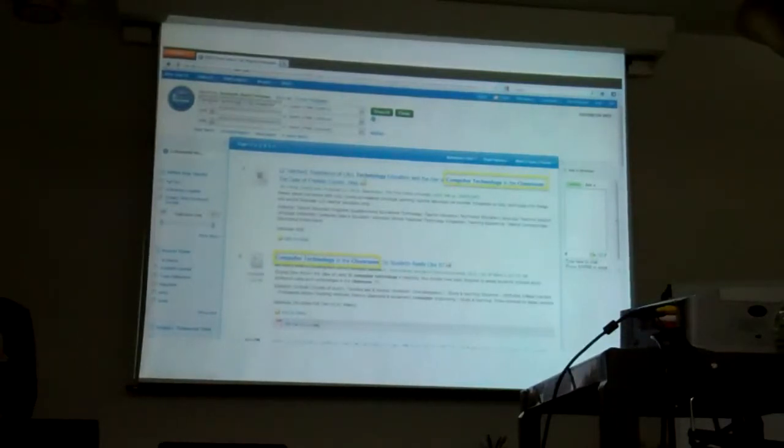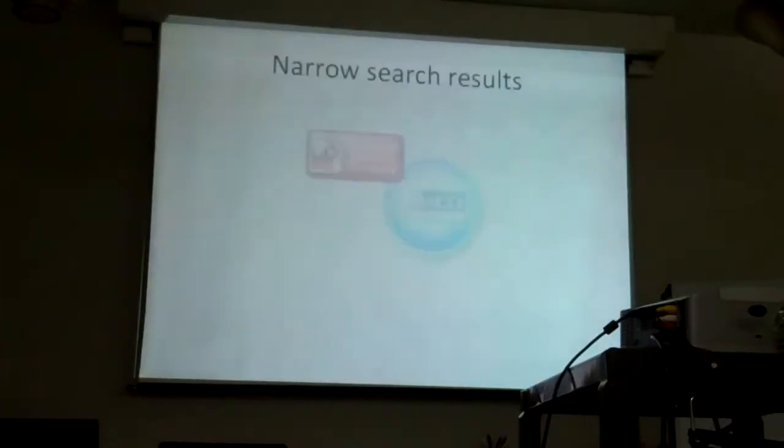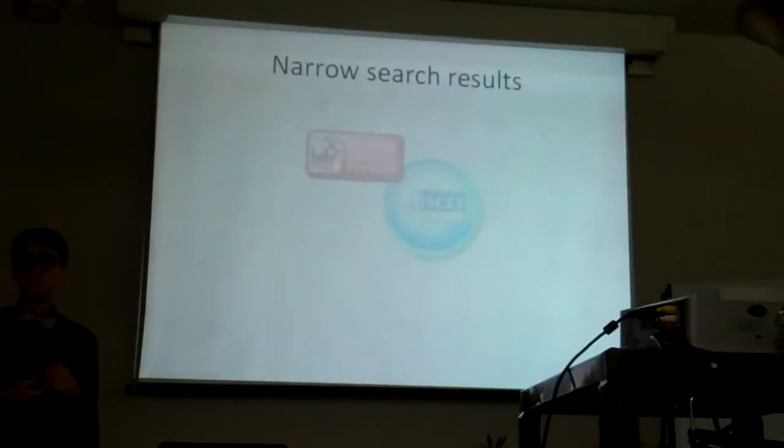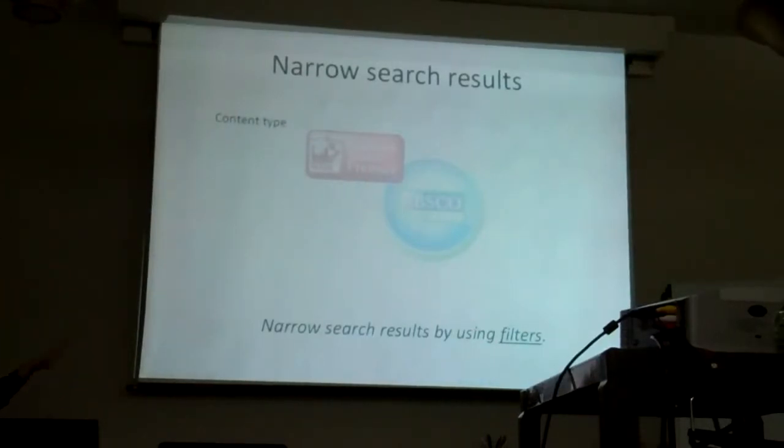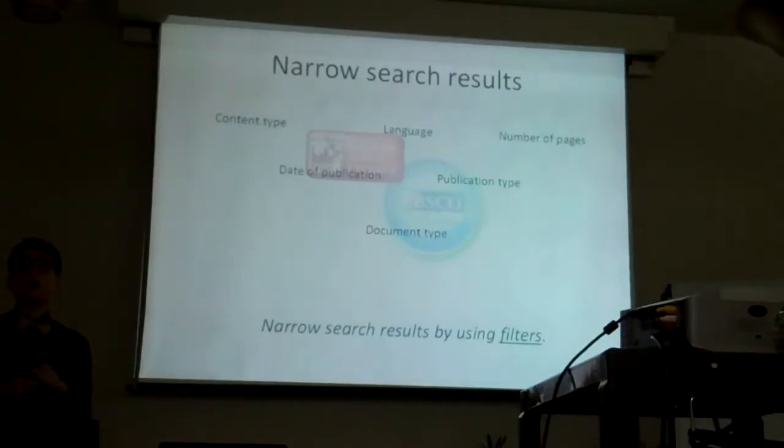Now, another thing that you might notice in the results is that we have 118 results. That may seem like a lot to sort through, which brings me to my next trick or tip that I'm going to show you, and that is to narrow your search results. The database allows you to narrow your search results with built-in filters. Now, these filters can filter out your results by content type, by language, by number of pages, by date of publication, by publication type, by document type, and by many other attributes within these articles.